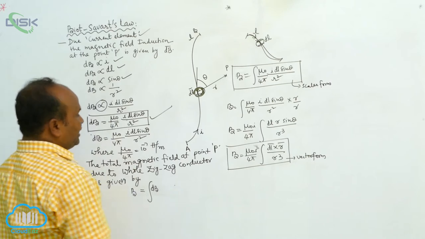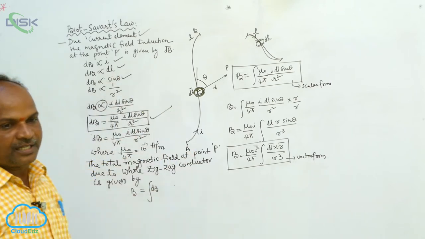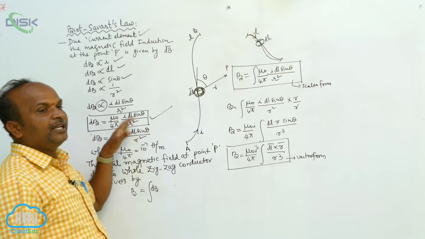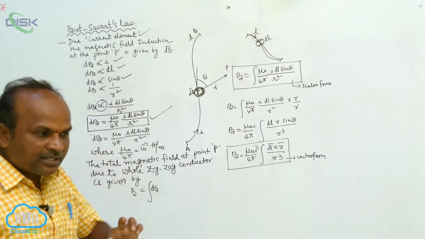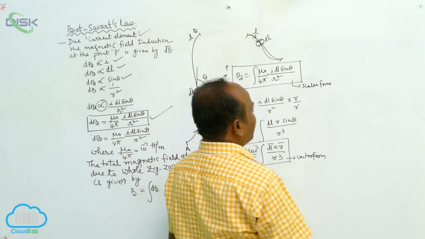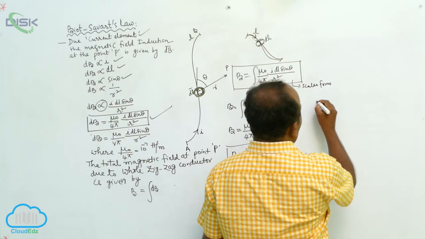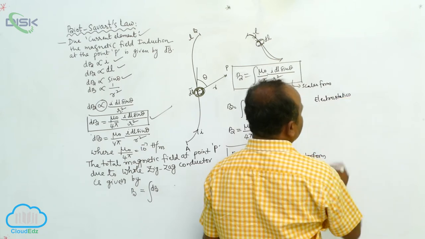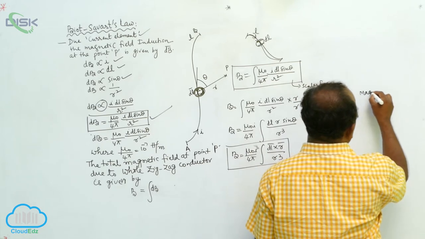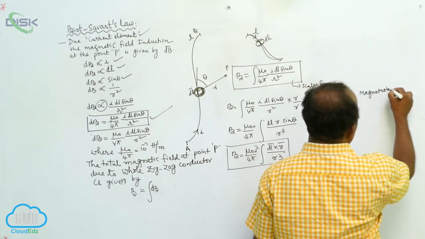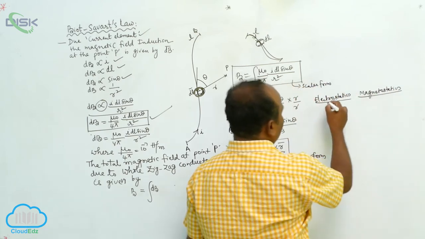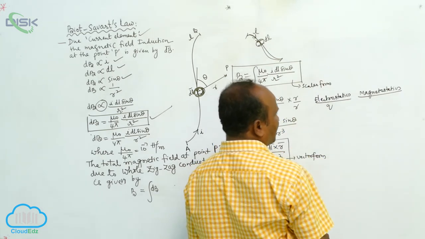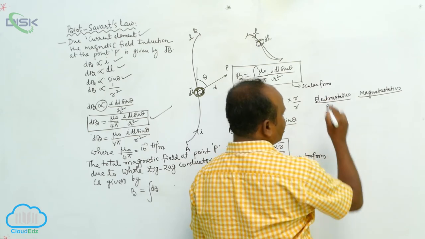Here, dB is inversely proportional to the square of the distance. That means it is similar to the Coulomb law. Now, we can compare electrostatics and magnetostatics. In electrostatics, around a stationary charge, we want to calculate the electric field intensity.